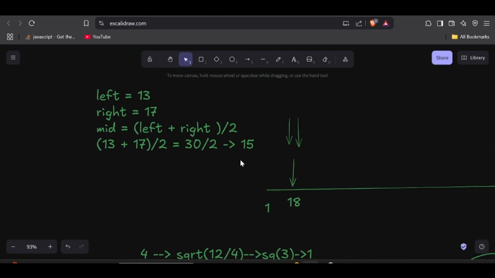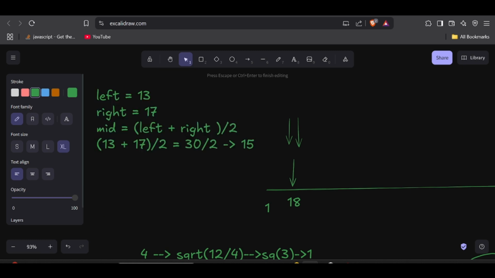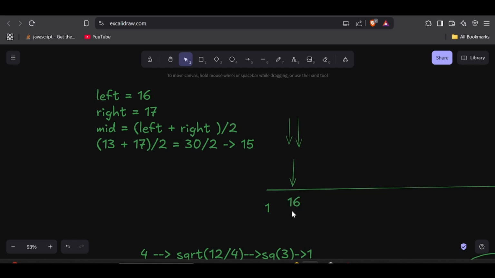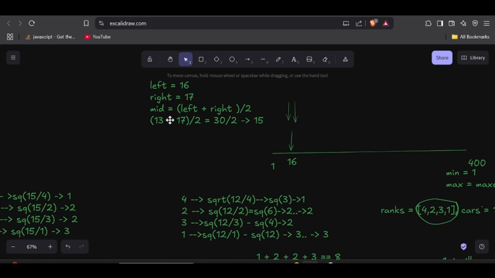So what will we be doing? We will take left and take it to mid plus 1. What was mid? 15 plus 1, it will be 16. So let's change it to 16. Let's check for 16. Let's change mid also.